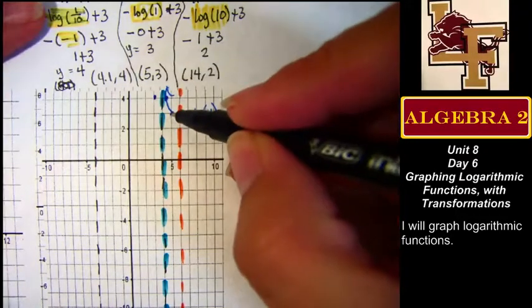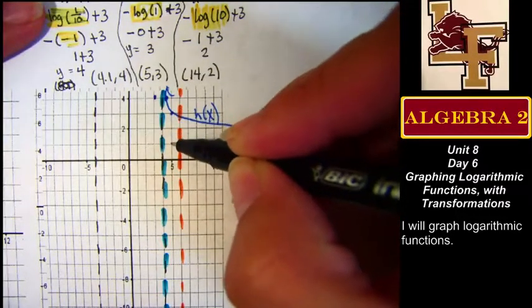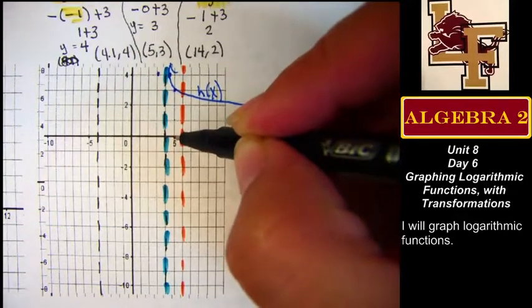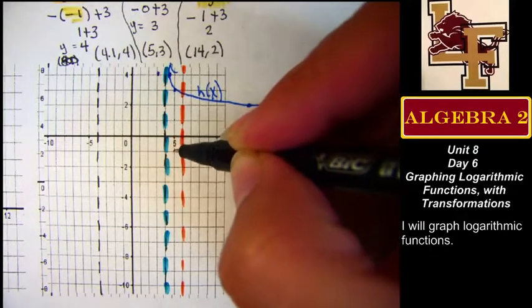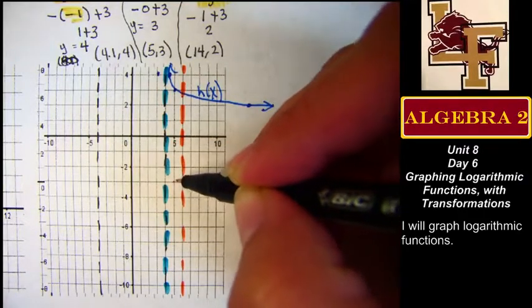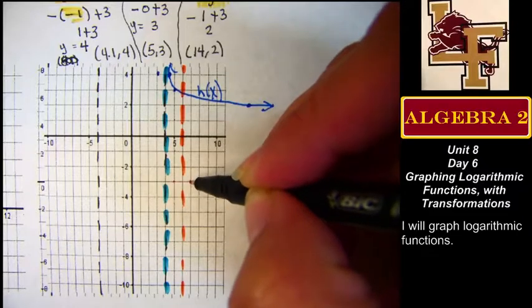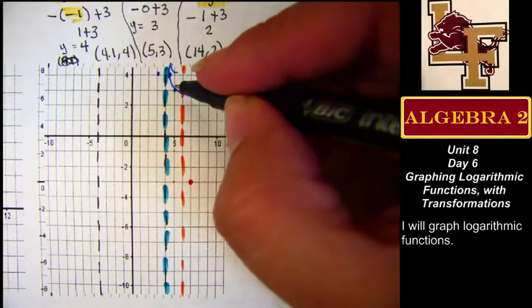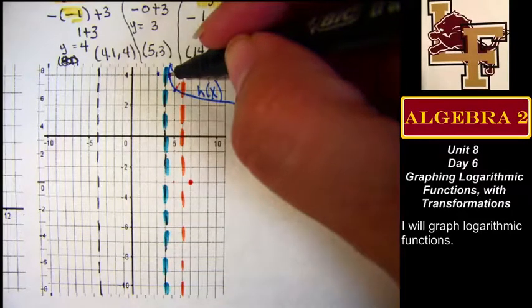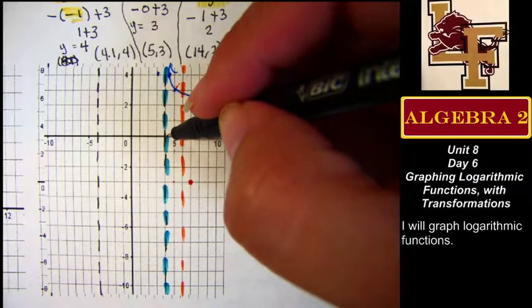So I'm going to grab this one. It is 1, 2, 3 units from the x-axis, so I'm going to go 3 units in the other direction on the x-axis. 1, 2, 3. And then I'm going to shove it over 2 spaces. 1, 2. I've done that point.